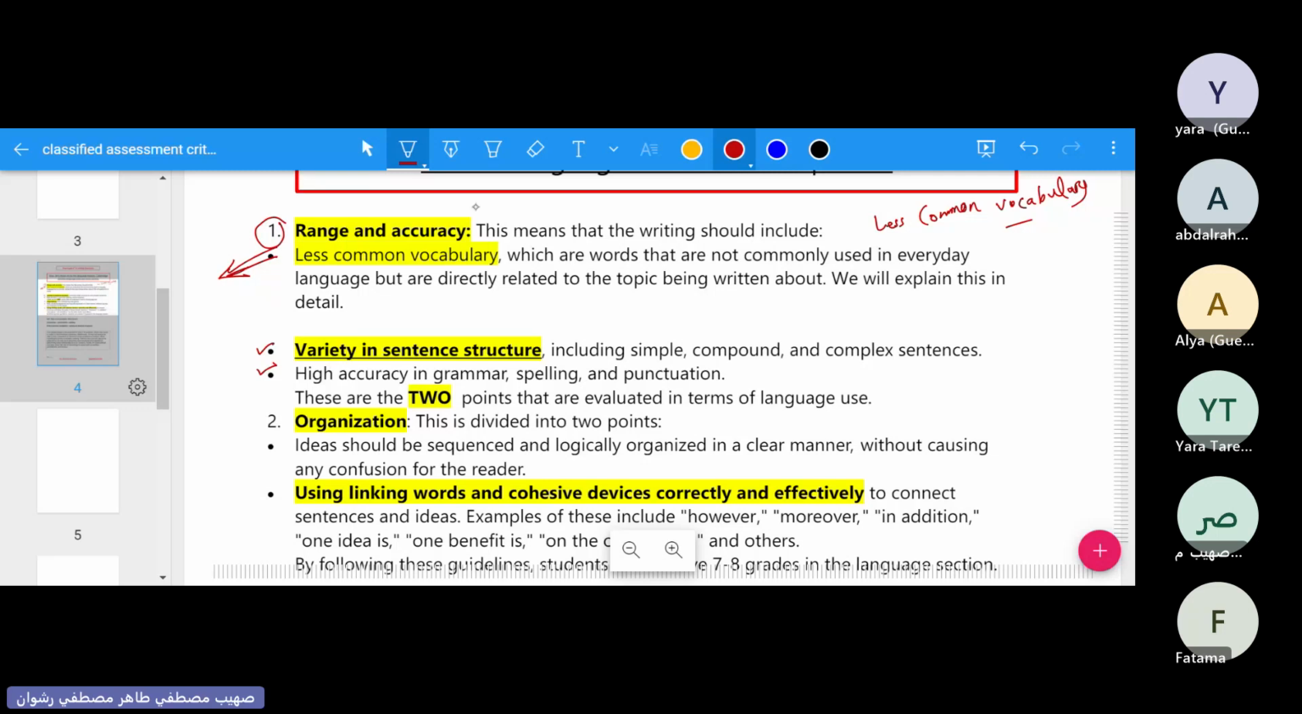So number 1, in terms of language, your writing must include what, guys? Less common vocabulary. I'll explain next time what we mean by less common vocabulary. It means the words that are not commonly used in everyday language. What I mean is that you must use the relevant vocabulary to the topic. If you are writing about using phones at school, Abdurrahman used the word utilize. We always use the word use. Abdurrahman used another, more developed word, utilize. Actually I forgot what else he used. I can display his writing again.